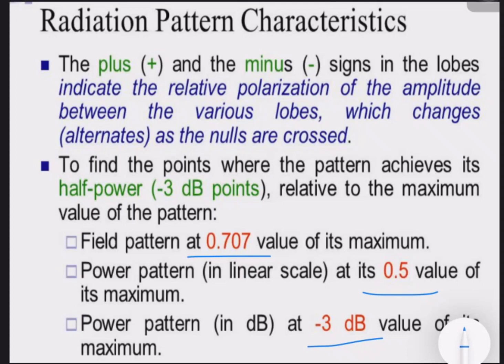So the field pattern at 0.707 value will be maximum. This one you need to keep in mind because it can be asked as an MCQ in your lab or in the exam. So the field pattern value is 0.707, the power pattern value in linear scale is 0.5, and the power pattern value in dB is minus 3 dB.